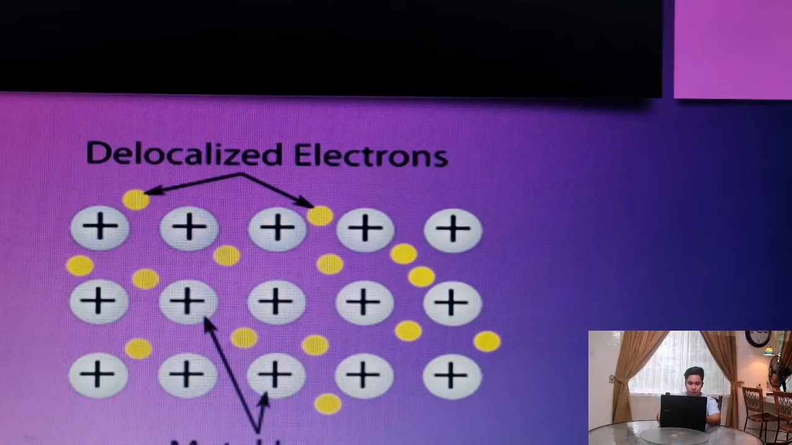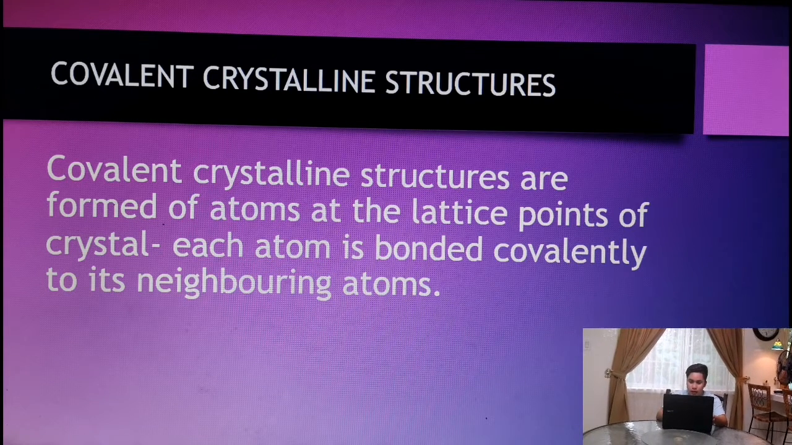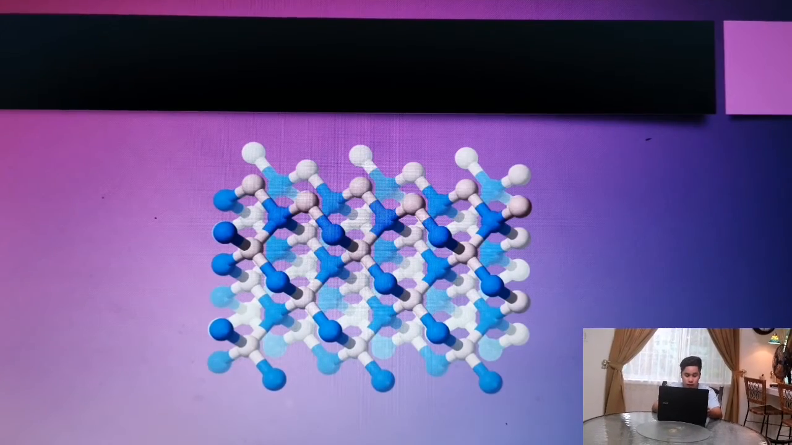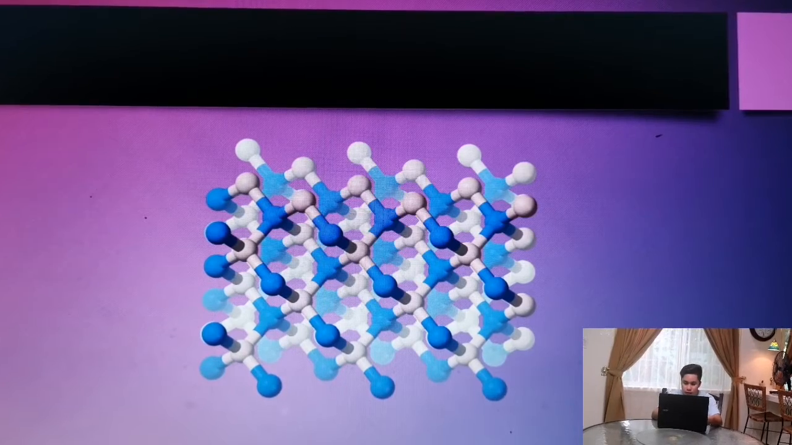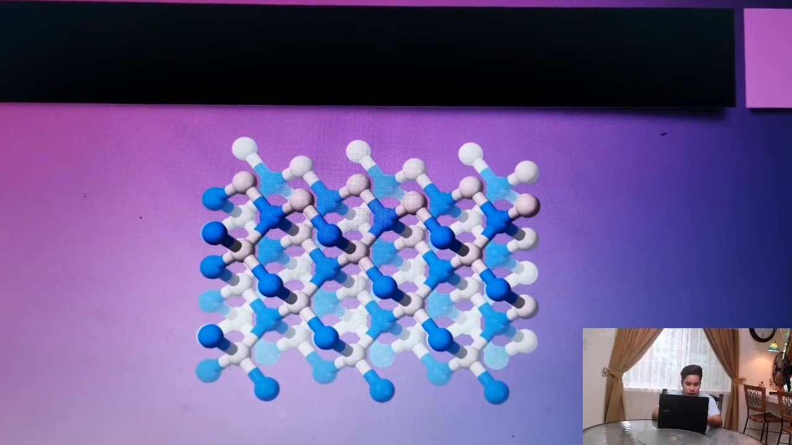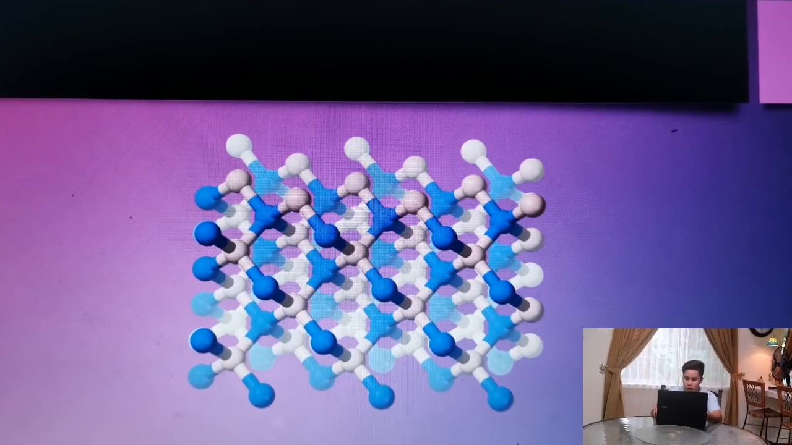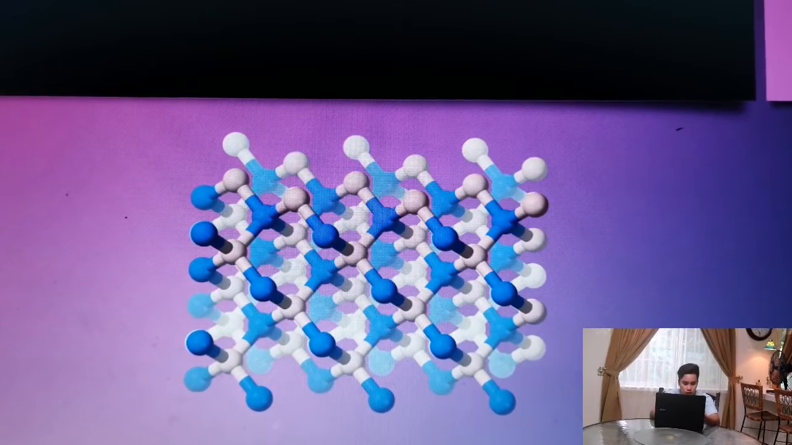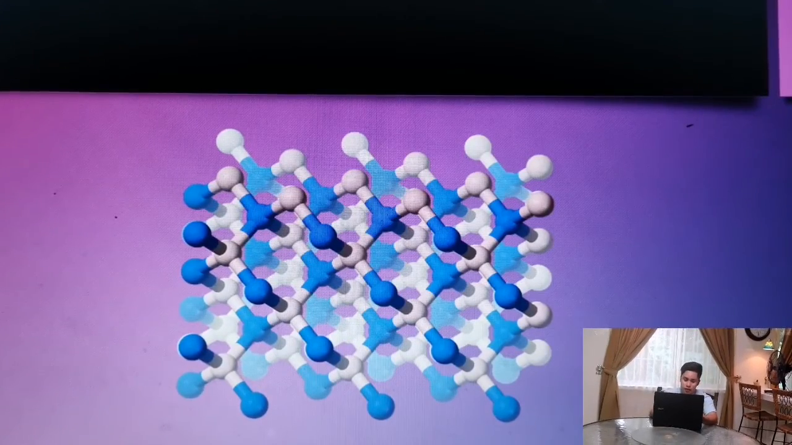So next, covalent crystalline structures are formed of atoms at the lattice points of the crystal. Each atom is bonded covalently to its neighboring atoms. This network is 3D. Much like the ionic structure, it is very hard and brittle. They also have very high melting points and boiling points. These structures are made of atoms rather than ions, and so they do not conduct electricity.